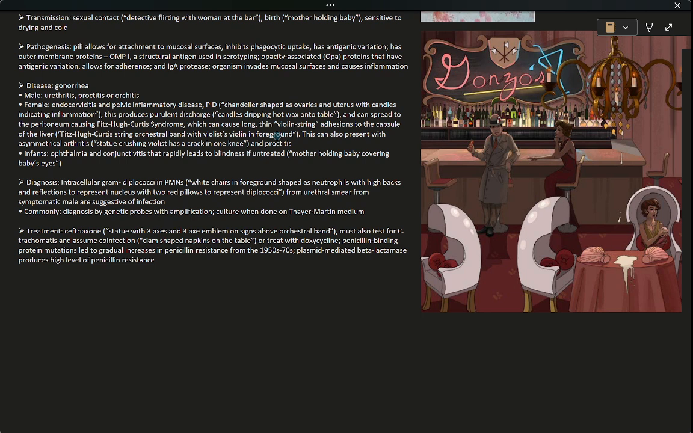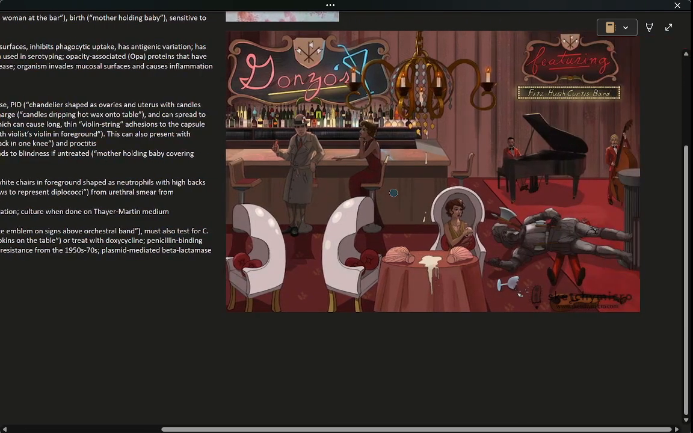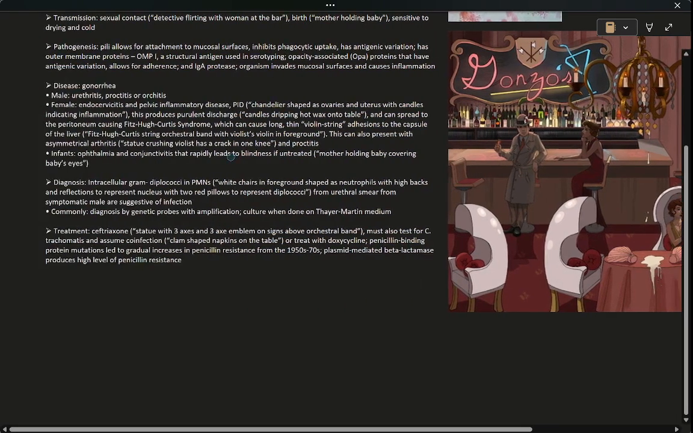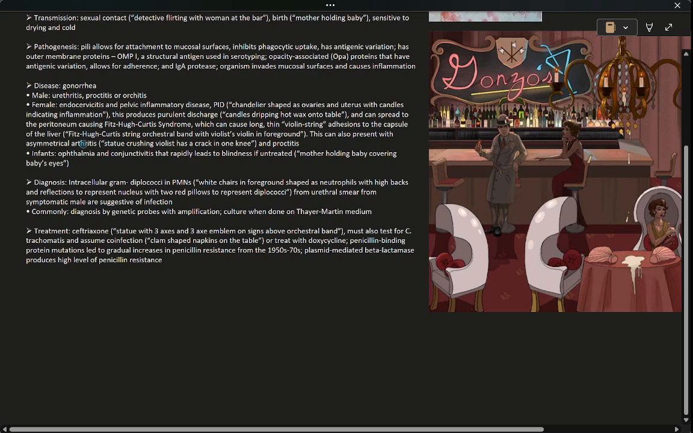In addition, patients infected with the Neisseria gonorrhoeae can also have asymmetrical arthritis and proctitis. So to remember the asymmetrical arthritis, think about the statue that is crushing the violinist, and there's a crack in one knee. So here's a statue that happened to crush the violinist, and there's one knee of the statue that is cracked, and that is supposed to symbolize the asymmetrical arthritis.